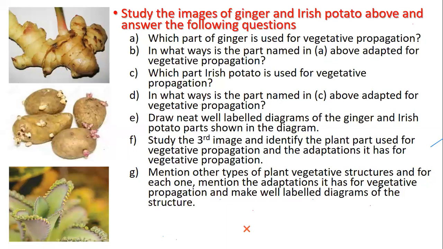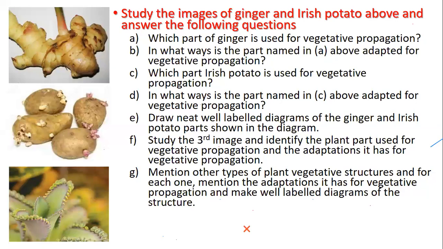Okay, from the chat, we are still answering part D. The last few answers, Rose Jolie says it has auxiliary buds. Esther and Bakita said it has buds. It has terminal buds from Esther. Okay, for part E, we are going to skip it, and then part F, study the third image and identify the plant part used for vegetative propagation and the adaptations it has for vegetative propagation. So you study it and then give the adaptations.